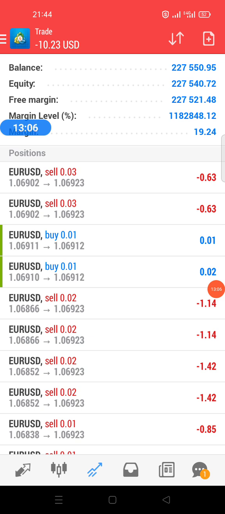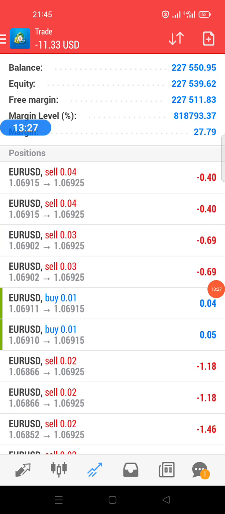So your balance is the amount of money you put inside the account, the amount that you have at any particular time you go to the account. Your equity is your balance plus your profit, or your balance minus your loss. That's what gives you equity.